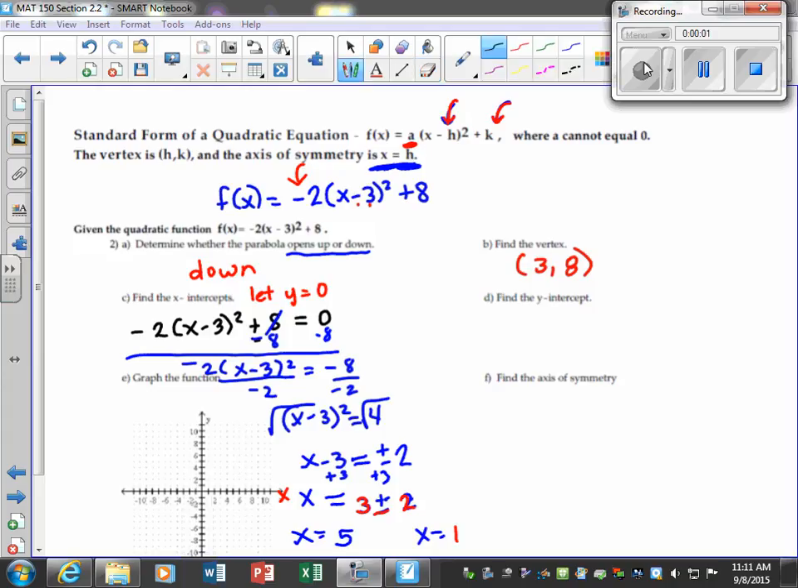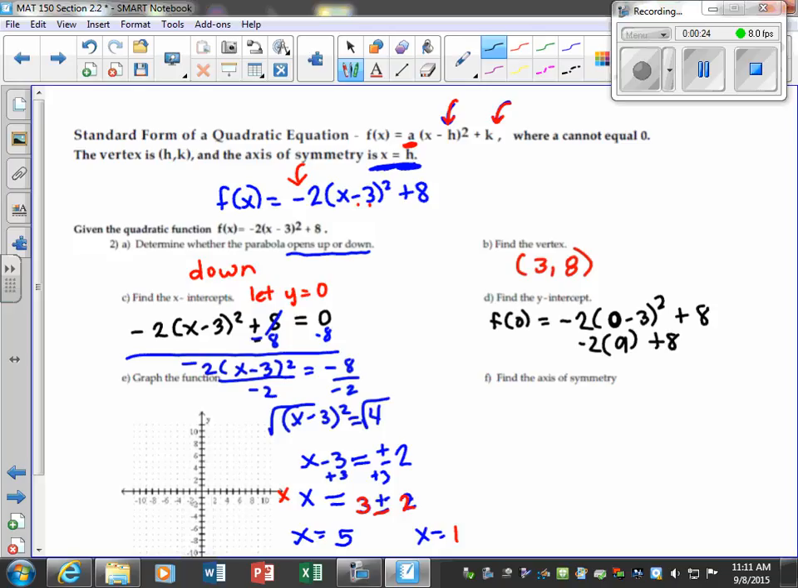Alright, so we're going to evaluate f at 0, so let's write it down. Everywhere we have x, we're going to put a 0, and then we'll solve this to find our y-intercept. We'll work inside the parentheses first, and this is -3 squared, which is going to give us +9, which is -18 plus 8, so we get the y-intercept, where it crosses the y-axis, is going to be -10.